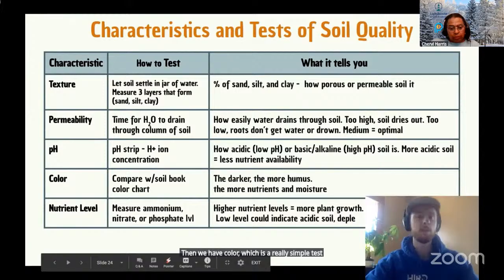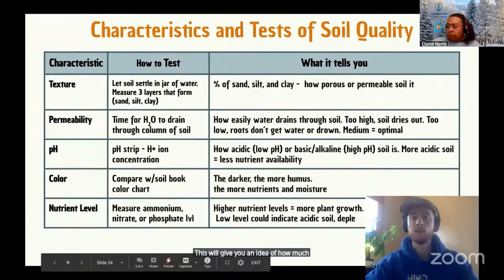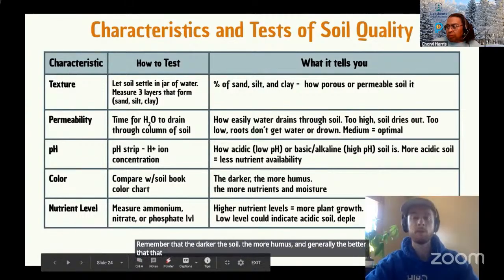Then we have color, which is a really simple test. You can just take a sample of soil and compare that to a color chart that you can find in something called a soil book. This will give you an idea of how much humus or decomposed organic matter there is in the soil. Remember that the darker the soil, the more humus, and generally the better that soil will hold nutrients and water that's needed for plant growth.